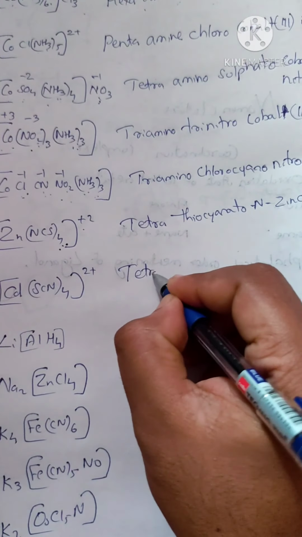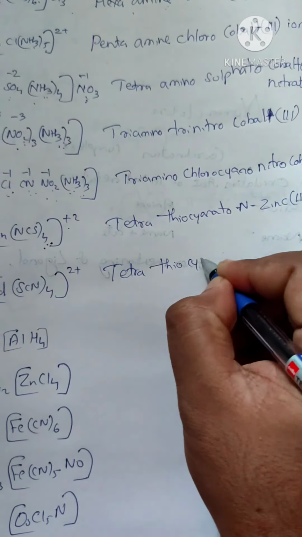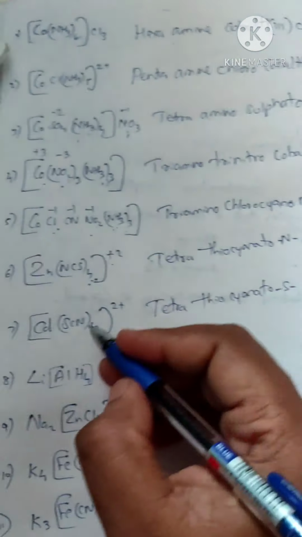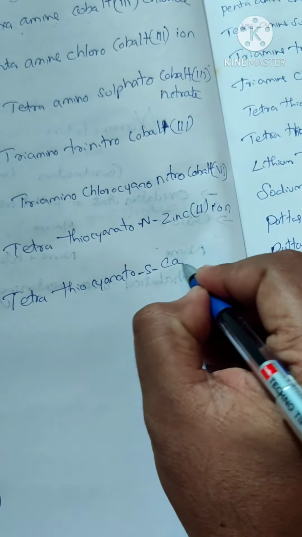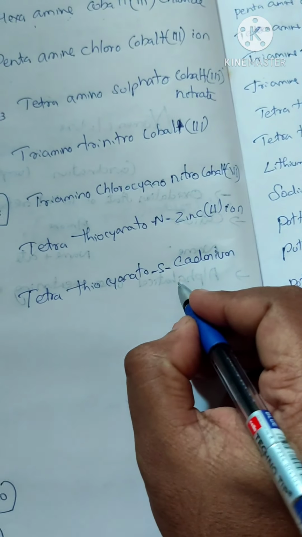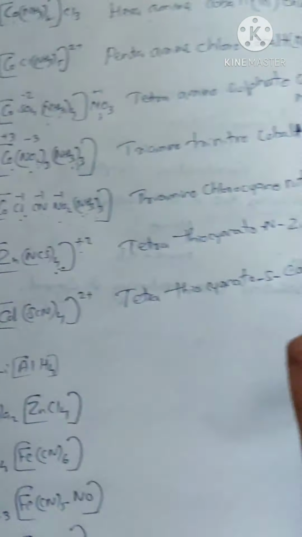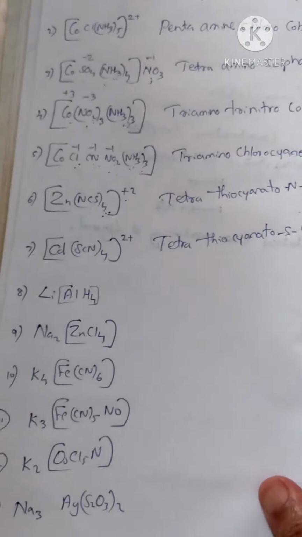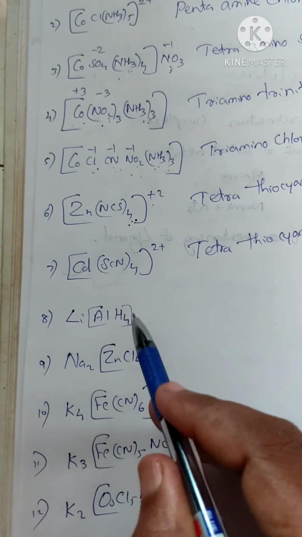So tetrathiocyanato-S. Here it will be S. Then, what is the metal? Cadmium. So we have to mention cadmium. And what is the charge of the cadmium? We have plus 2 charge for the cadmium. So cadmium 2 ion.